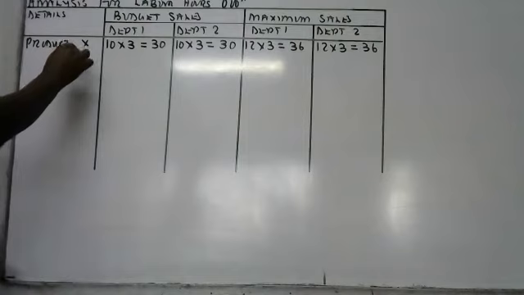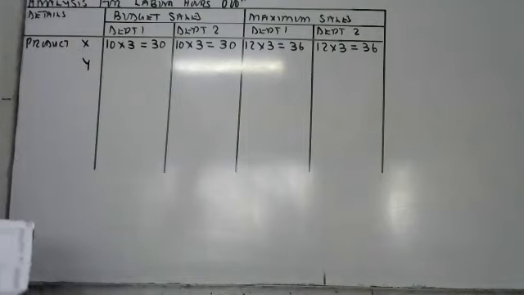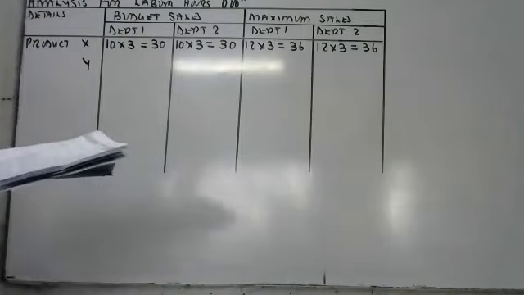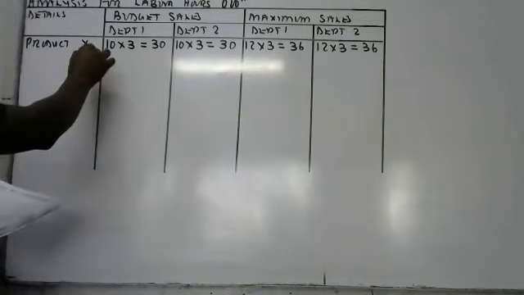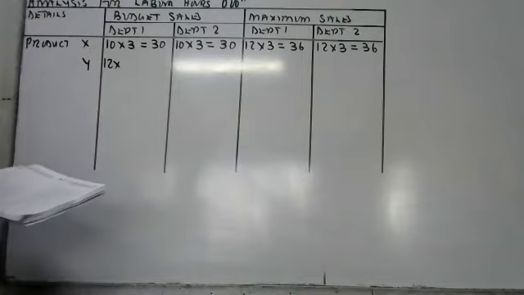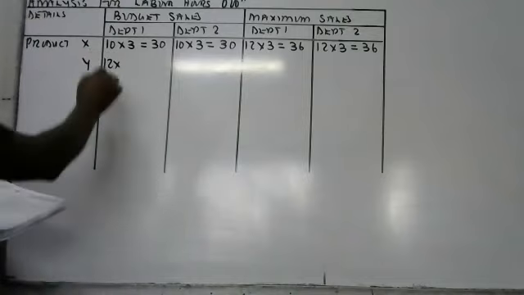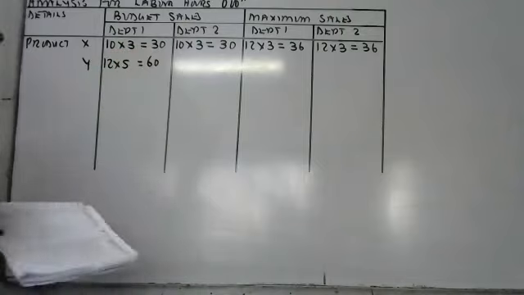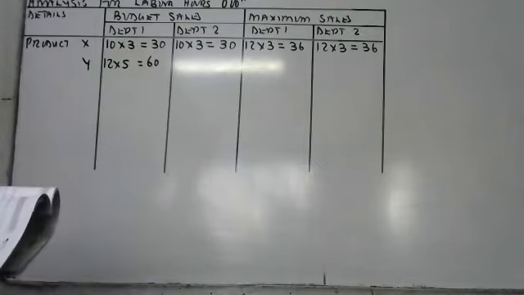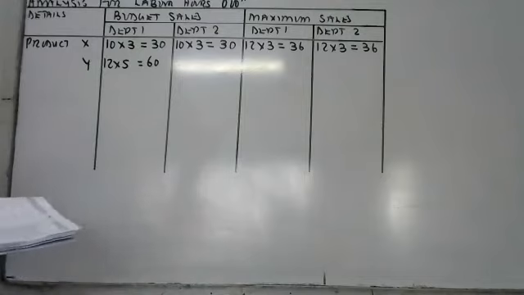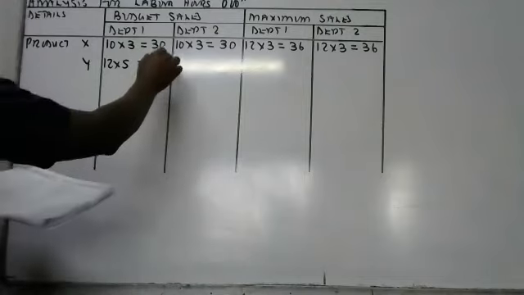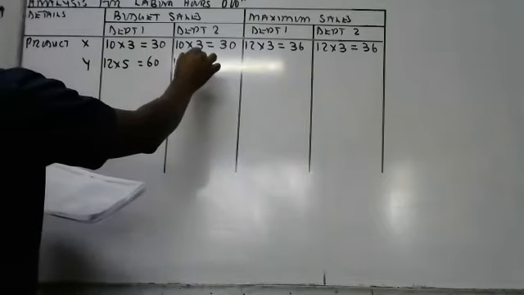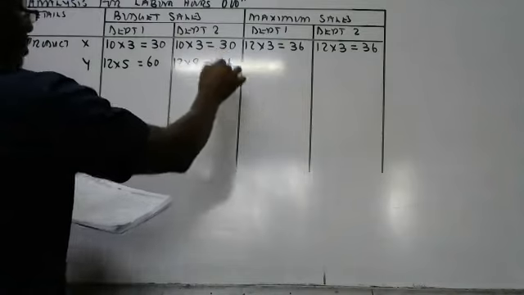Let us do the same for product Y. Product Y in the budget, we have 12,000 units. And each requires 5 hours. So that is 60. In department 2, these 12,000 each requires 8 hours. That is 96.